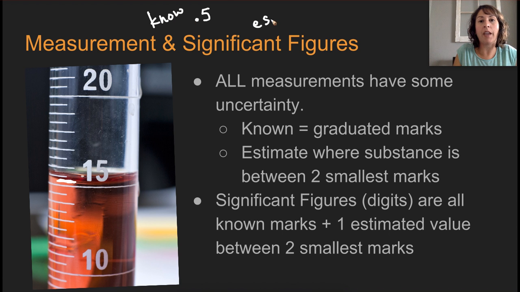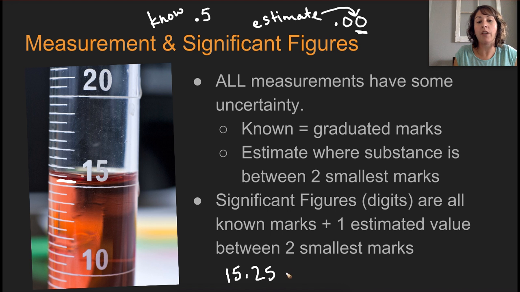We can estimate to the 0.00 mark. So this is going to be our estimated value. If it's right on the line, it would be 0. If it's not right on the line, then we have to estimate what that value would be. So it looks like it's about a half of 0.5, and I know that a half of 0.5 is 0.25, and so I would say that my measurement here is probably 15.25 milliliters.